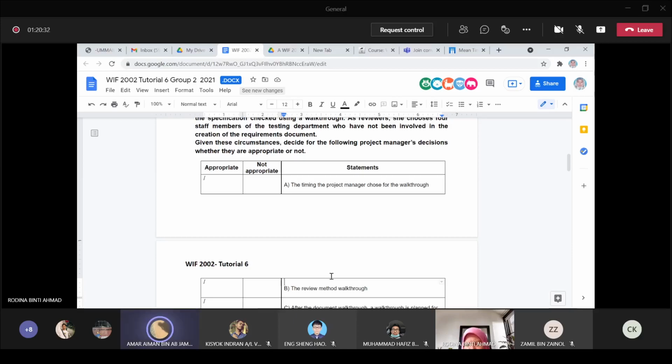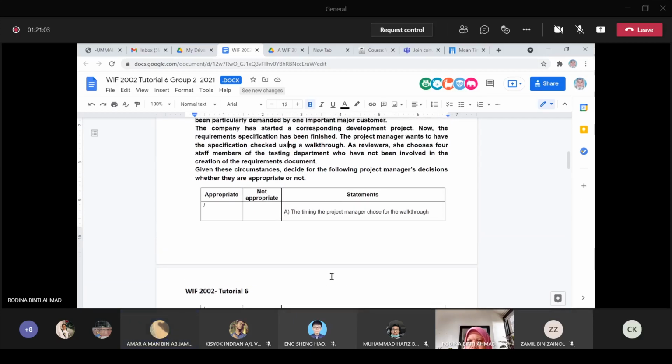I think it is appropriate because the people doing the walkthrough are people who are not involved with the requirements. They don't really get involved much in the project, so they don't really have the whole view of the project details.